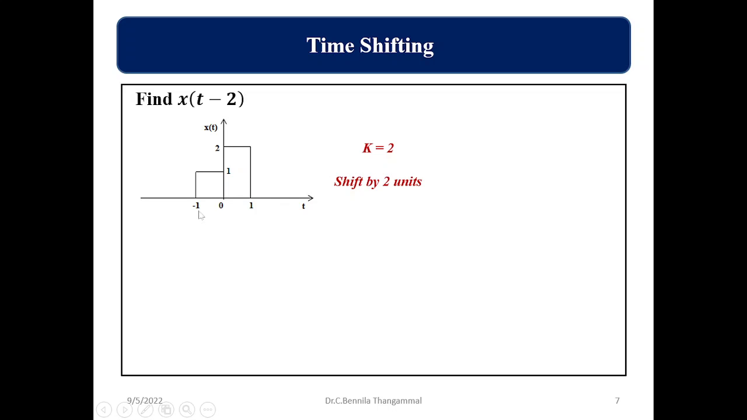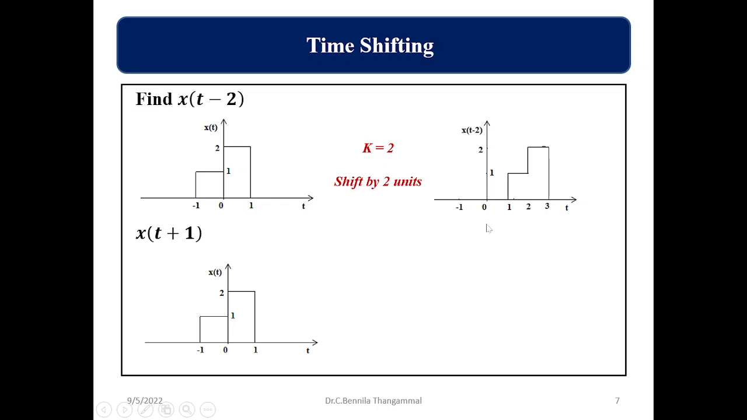Add this 2 to your minus 1. So 2 minus 1 will become plus 1. Minus 1 to 0 is the first shift, 0 to 1 is going to be the second shift. So I'll be shifting the entire signal to 1. Similarly, find x of t plus 1 for the given input signal x of t. Here the k value is minus 1, so shift left by 1 unit. From minus 1 to minus 2, because minus 1 becomes minus 2. So I'll be shifting the entire signal left by 1 unit.